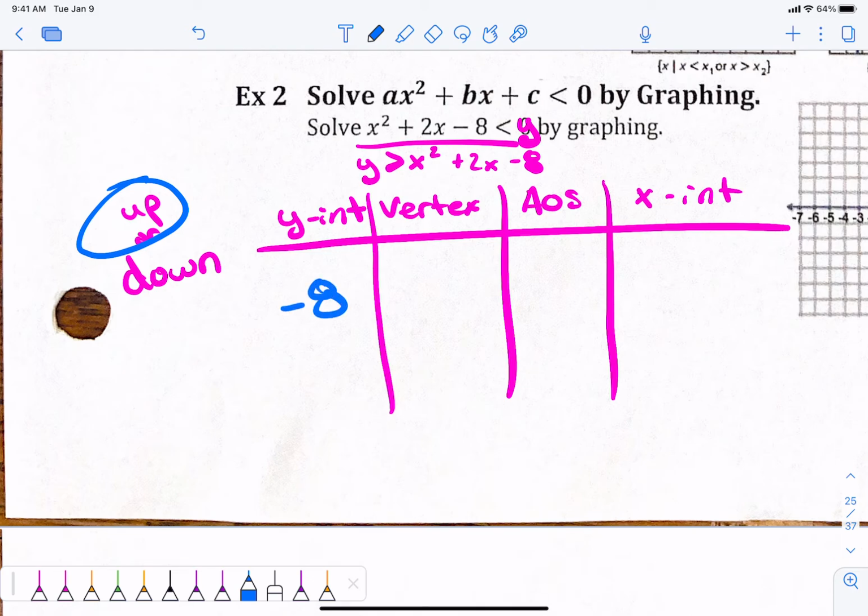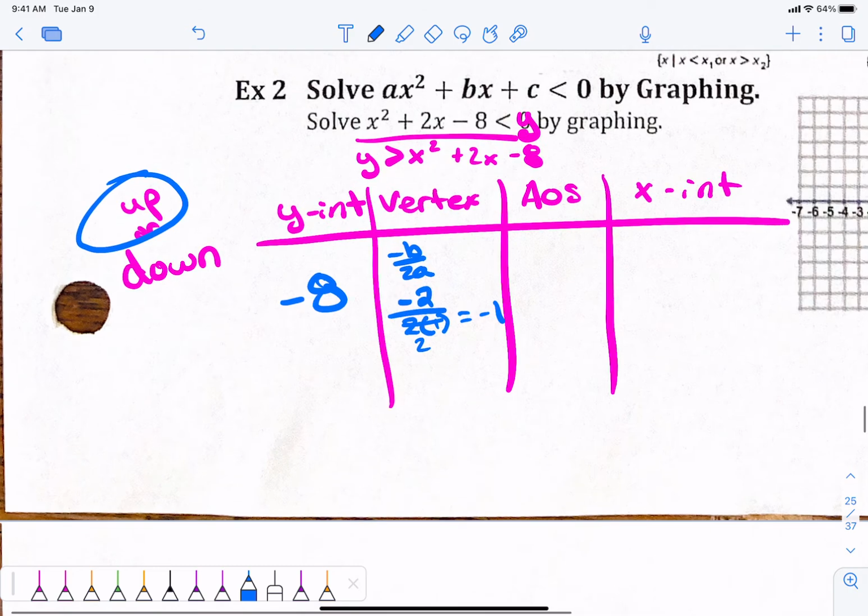All right, the vertex is -b over 2a. Okay, what's the b value going to be? 2. So it's -2 over 2 times 1, which is -2 over 2, which is -1. That's another -1. We have a lot of -1s in this section, I feel like, in these notes. So -1 comma something.